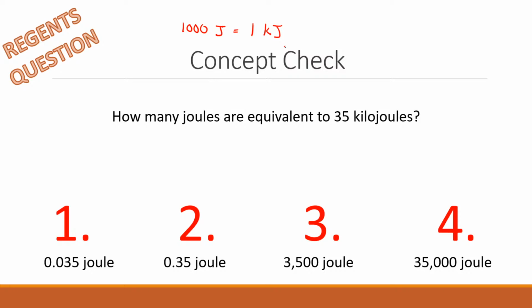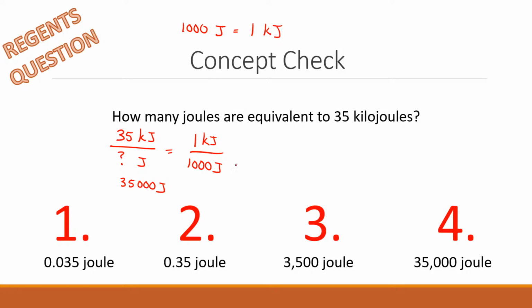So for this, if I want to go through and solve, I have a couple of different methods. I can say 35 kilojoules is equivalent to some number of joules. And I also know that 1 kilojoule is equal to 1,000 joules. I can make my ratio, I can make my proportion, and I can solve this by cross-multiplying. Solving by cross-multiplication is going to give me 35,000 joules.